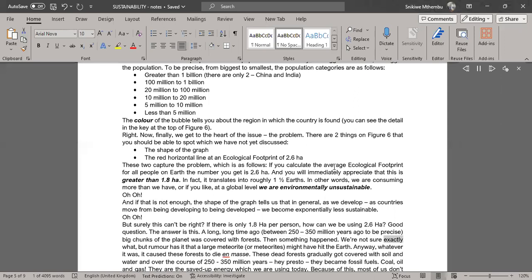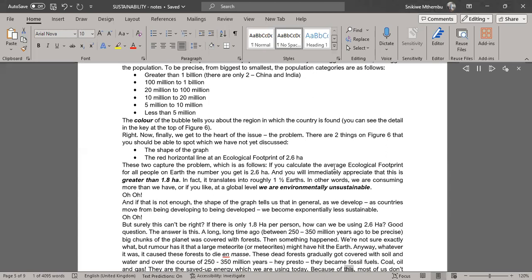We're not sure exactly what, but rumor has it that a large meteorite, or meteorites, might have hit the Earth. Anyway, whatever it was, it caused these forests to die en masse. These dead forests gradually got covered with soil and water, and over the course of 250 to 350 million years, hey presto, they became fossil fuels. Coal, oil, and gas. They are the saved up energy which we are using today.